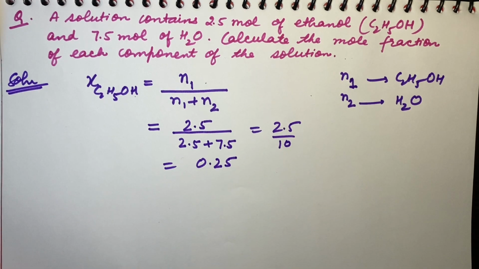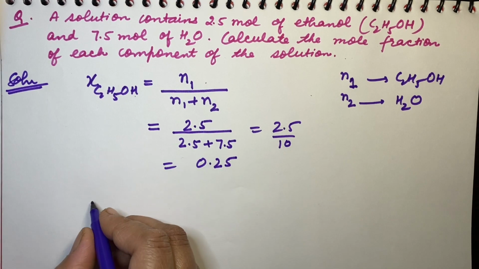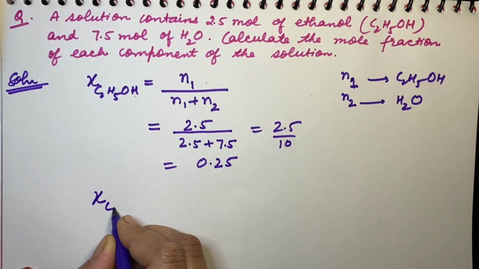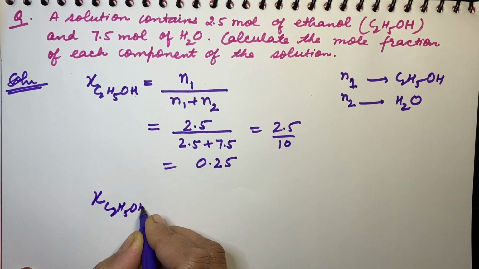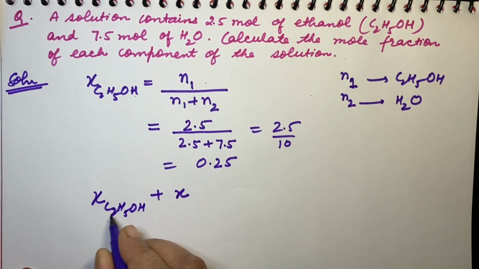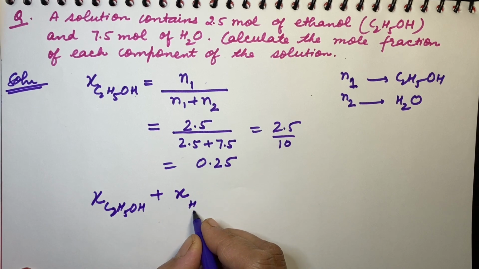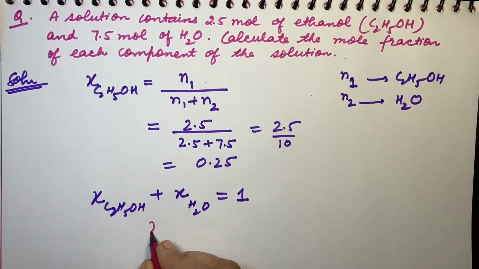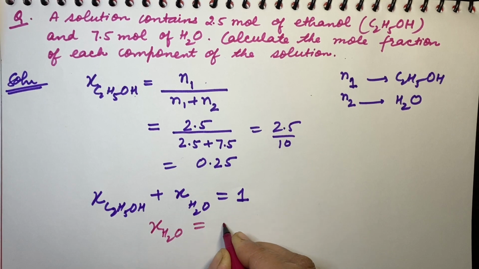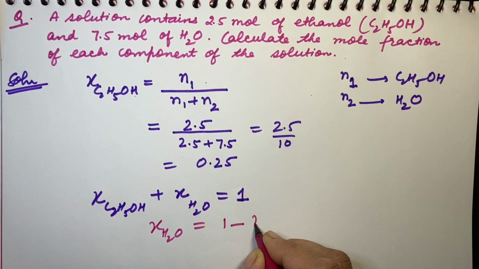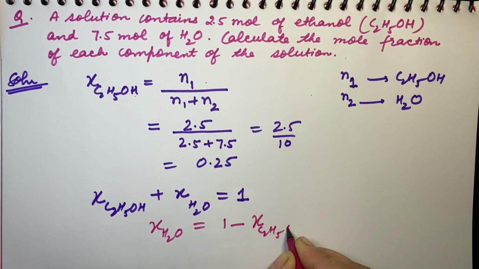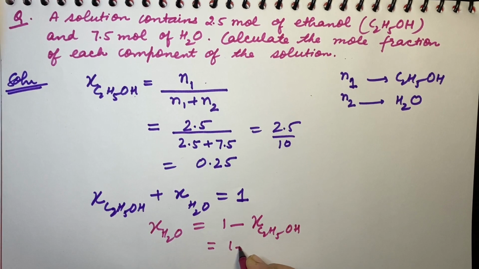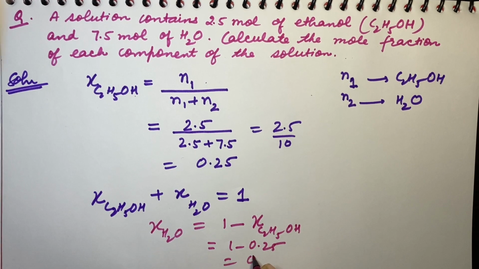Now, what will be the mole fraction of water? It can be calculated by simply considering our expression that the mole fractions of all the components sum to 1. So the mole fraction of water will be equal to 1 minus the mole fraction of C2H5OH, which is 1 minus 0.25, that is equal to 0.75. A very simple problem. See the next one.